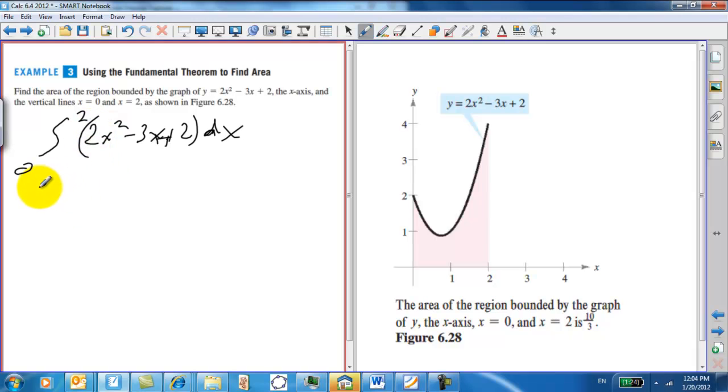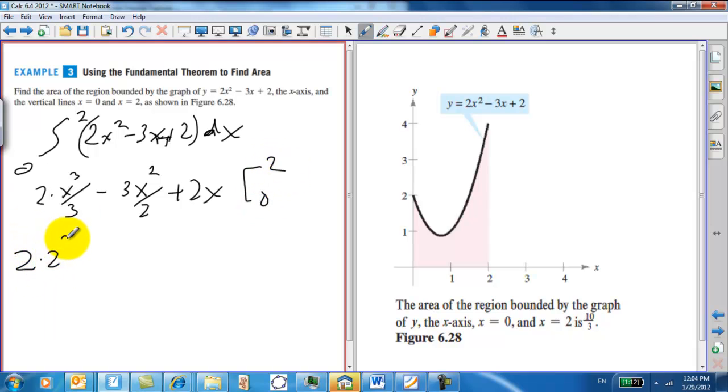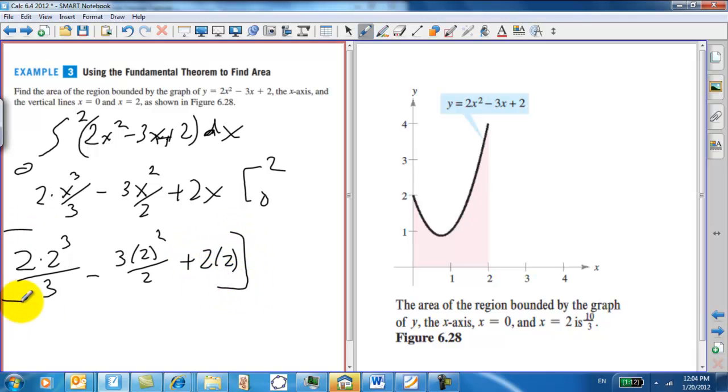So we do the antiderivative. So this is 2 times x cubed over 3 minus 3 times x squared over 2 plus 2x evaluated from 0 to 2. So let's put the 2 in. We get 2 times 2 cubed over 3 minus 3 times 2 squared over 2 plus 2 times 2. That's all just putting in x equals 2. Now you've got to put in x equals 0, but I think you can see it's just going to be 0 minus 0 plus 0. So that's nice that they gave us a 0 on that one.